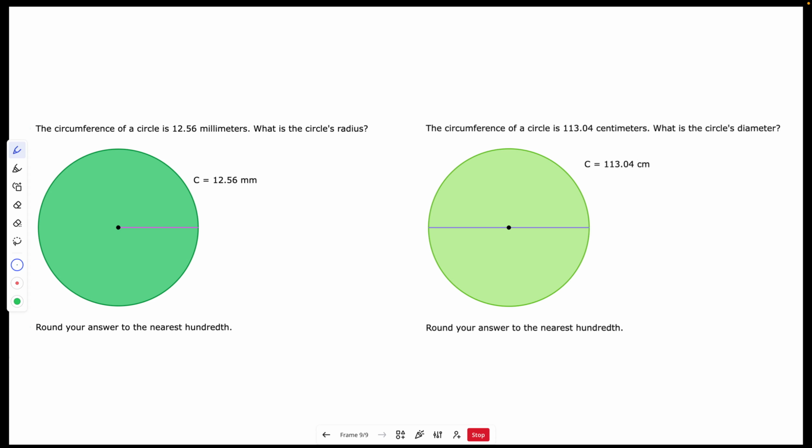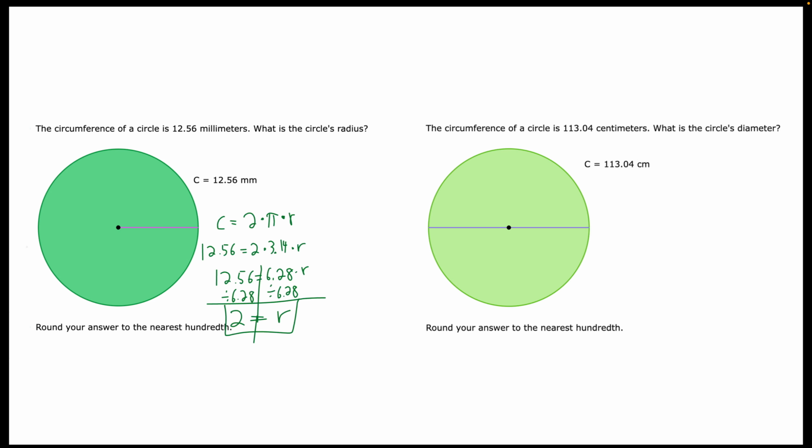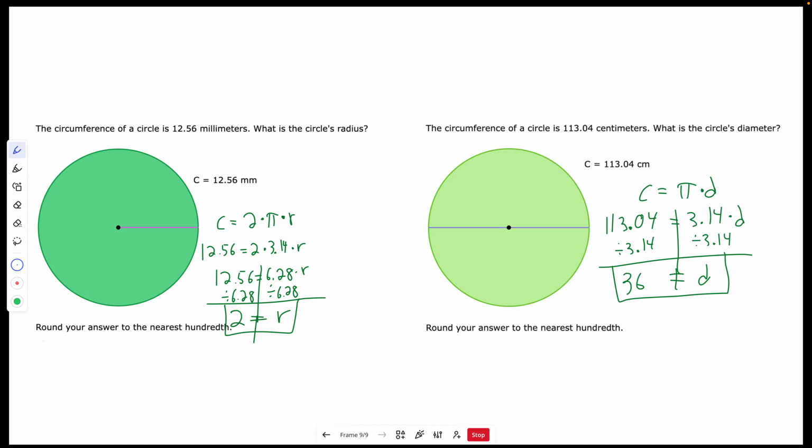Okay, now that you've had time to work these problems, let's check your solutions. For the first problem, here is the work. Your final answer should have been r equals 2. And for the second problem, here is the work. You should have gotten the diameter is equal to 36.